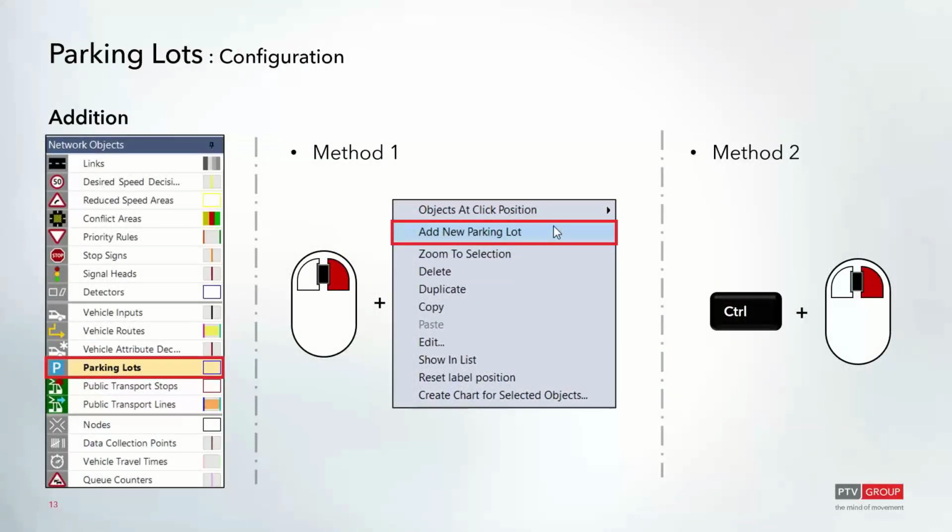So the main parking lot objects can all be created by selecting the parking lots option from the network object toolbar. And you can either right-click on a link and then select the add new parking lot option from the context menu, or you can also just press Control and right-click, and that will automatically drop a parking lot onto a link for you.